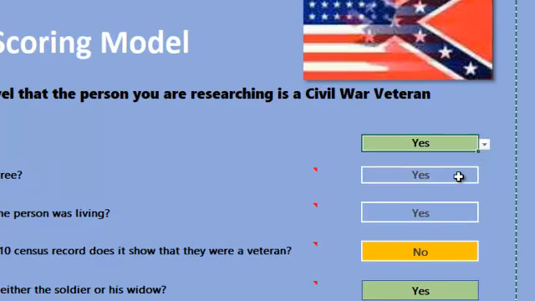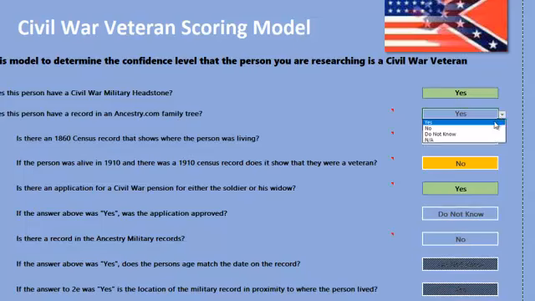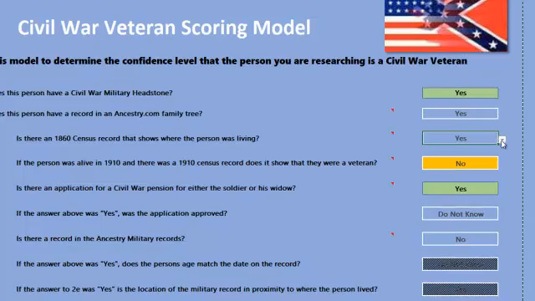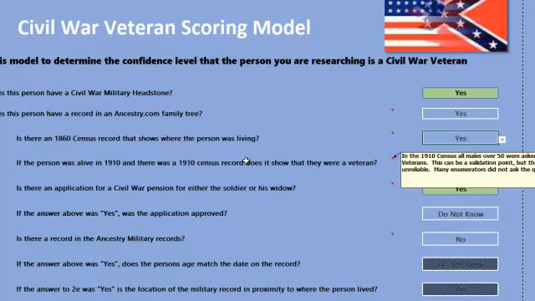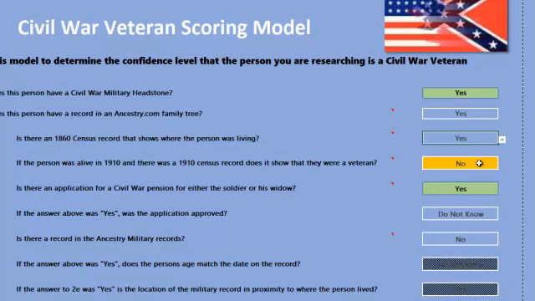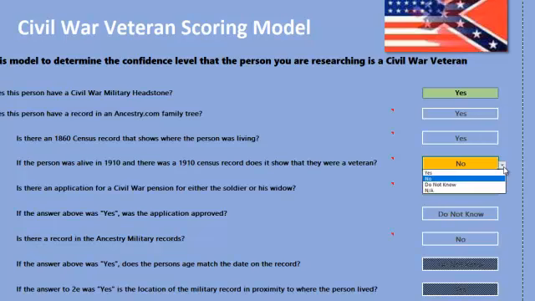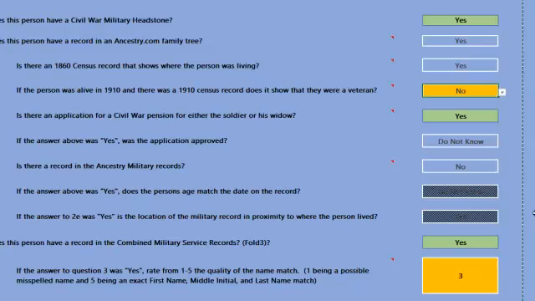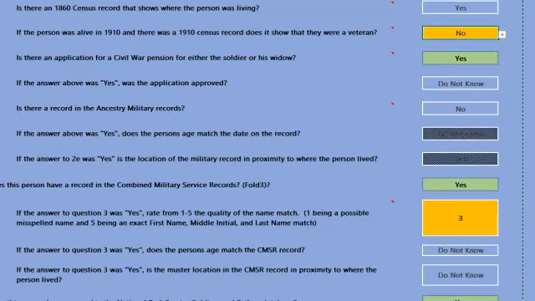We had an Ancestry.com family tree. We knew in 1860 that he lived in Bastrop, Texas. We had looked at his 1910 census record, but it did not say that he was a veteran, so we picked a no for that attribute. There was an application from his widow for a Civil War pension, but we don't know if it was approved or not. When you look really closely at that record, it wasn't approved or disapproved, so we just don't know. And there weren't any other Civil War Ancestry military records.